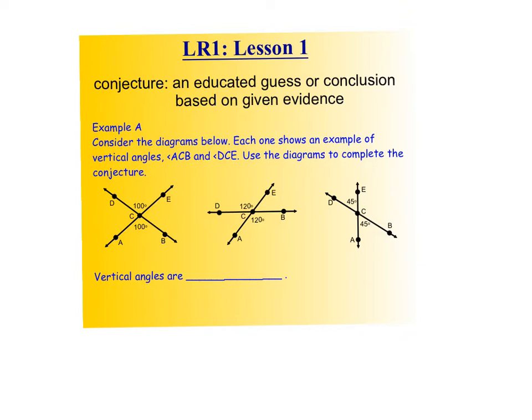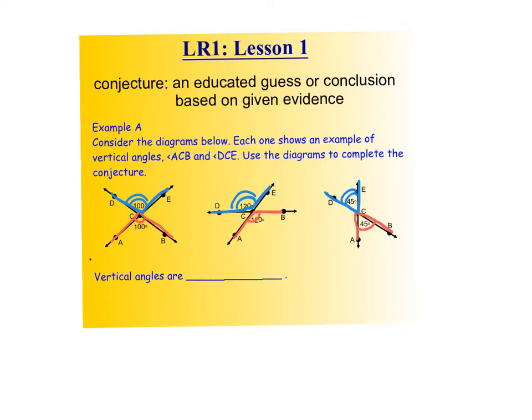So you can see angles ACB and DCE are the red and blue angles in each of the diagrams. Those are being defined as vertical angles. Thus, the red angles are 100, 120, and 45. And the blue angles are 100, 120, and 45.